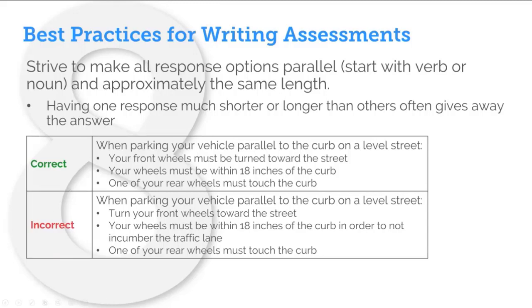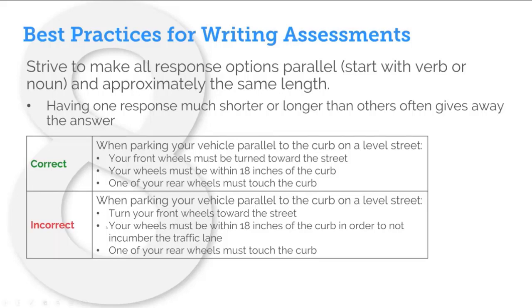The correct one would be, when parking your vehicle parallel to the curb on a level street, your front wheels must be turned toward the street. Your wheels must be within 18 inches of the curb, and one of your rear wheels must touch the curb.